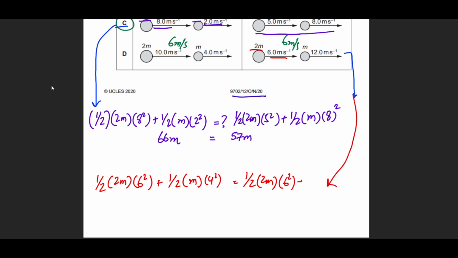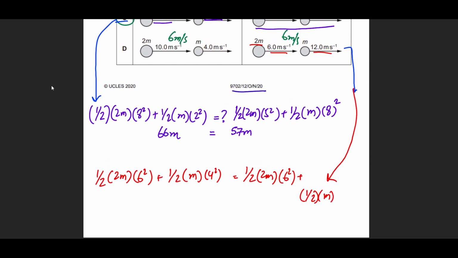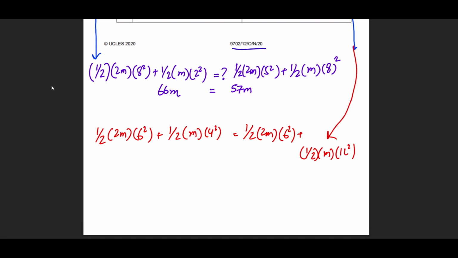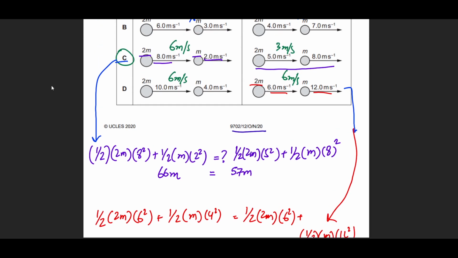So this will be 6 square plus 1 over 2 into m into the after speed, which is 12 square. So in this case, you will get the left-hand side to be 108 m and the right-hand side to be 108 m. So since the kinetic energies are equal, option D was elastic.